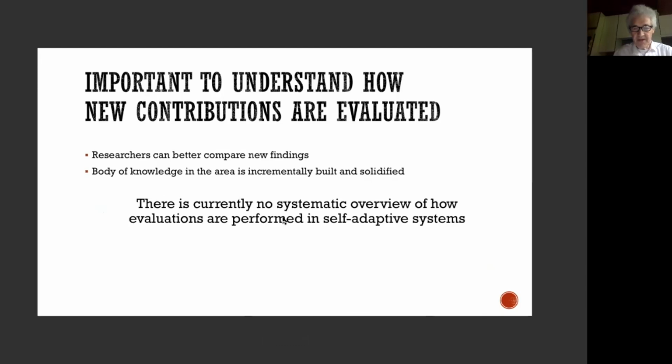Yet if we look at the literature and we want to understand how we evaluate self-adaptive systems in our research, it's not all that clear. A few studies have looked at particular aspects of evaluation, particular quality properties, but there is not a clear view on how these evaluations are actually performed. That's why we performed this systematic mapping study, which aims to bring structure to this field.